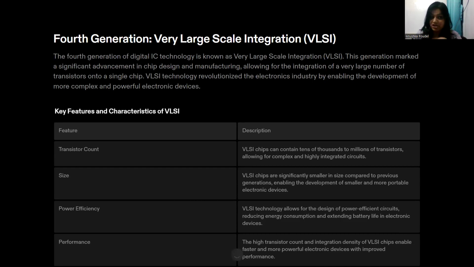VLSI is the abbreviation. The fourth generation of digital IC technology is known as Very Large Scale Integration, or VLSI. This generation marked a significant advancement in chip design and manufacturing, allowing for the integration of a very large number of transistors onto a single chip. VLSI technology revolutionized the electronic industry by enabling the development of more complex and powerful electronic devices.